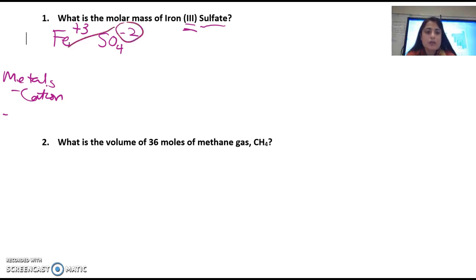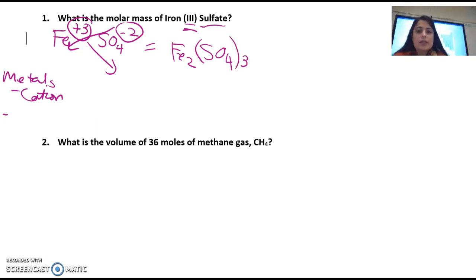So what you're doing is you're going to take and swap the charges, and you get Fe2(SO4)3, because there are 3 of SO4s. Now, another way to understand this, easiest thing is to just swap the charge. Another way to understand is this. Fe has a charge of +3 and SO4 has a -2. Somehow we got to balance the charges so that their overall net charge is 0.